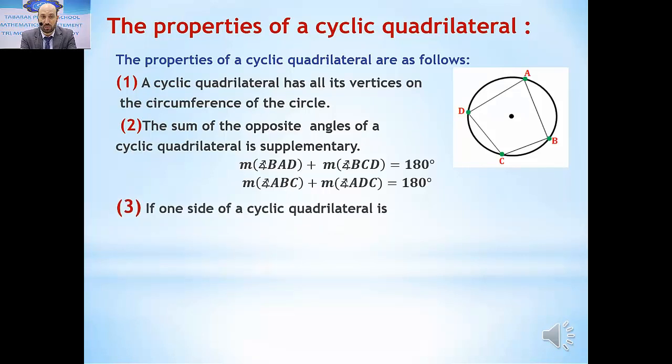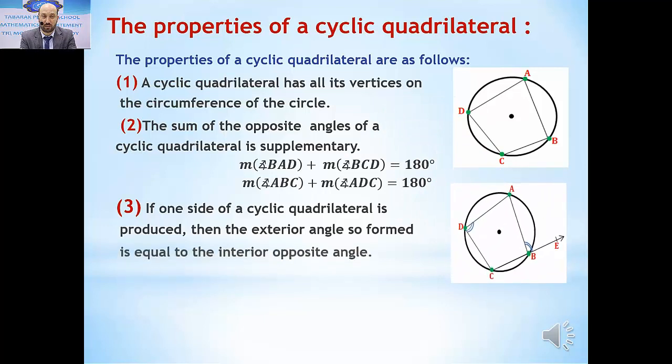For the third property, if one side of a cyclic quadrilateral is produced, then the exterior angle so formed is equal to the interior opposite angle. Here CB is a side and CE is the extension of CB, so we have an exterior angle ABE. It is equal to the interior opposite angle ADC, not angle A, nor angle C. It must equal angle D. So angle D equals the exterior angle ABE.